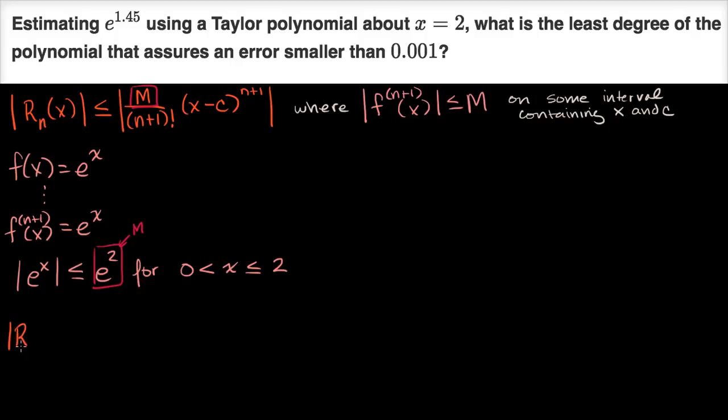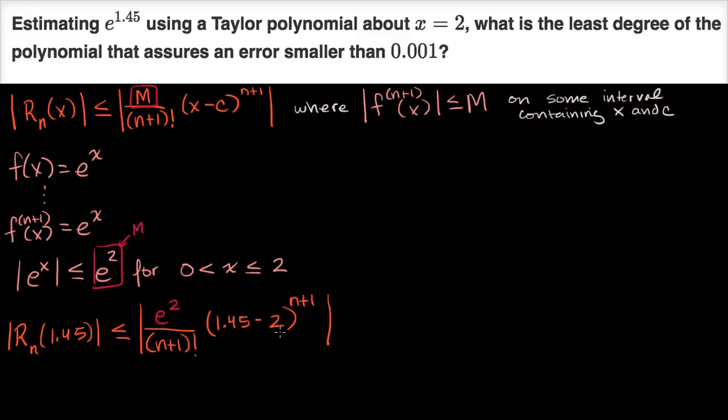We can say that the remainder of our nth degree Taylor polynomial, we want to solve for n. We want to figure out what n gives us the appropriate bound. Evaluated at 1.45, when x is 1.45, the remainder is going to be less than or equal to the absolute value of our m, which is e squared, over n plus 1 factorial, times 1.45, that's our x that we care about, that's where we're calculating the error, minus where we're centered, minus 2, to the n plus 1th power.